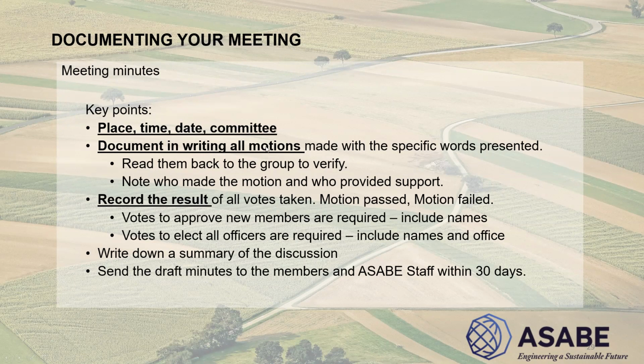Document in writing all motions. If someone moves to approve the agenda, write that down. And who provides the support? Write that down. If there is an action that the committee wants to take, for example, starting a new project, write down what they have agreed on before the vote is taken. Repeat it back to everyone and say, my understanding is that this committee has decided that they're going to start the project on XYZ, and they will have a report to present in 6 months virtually at a meeting that we will hold.